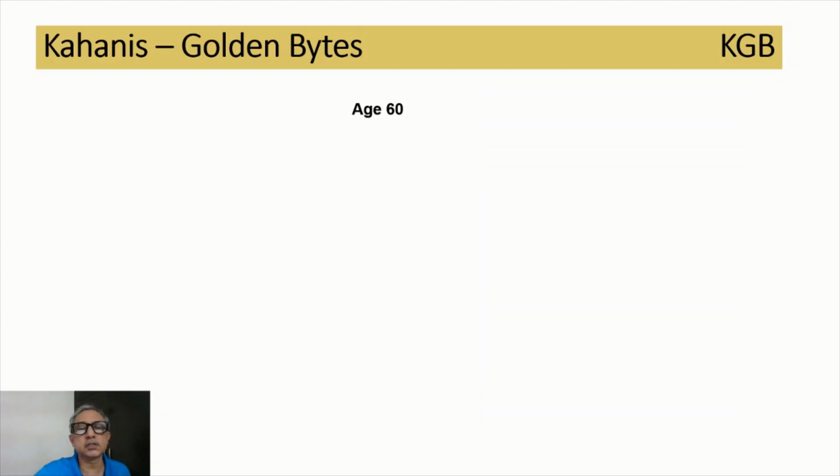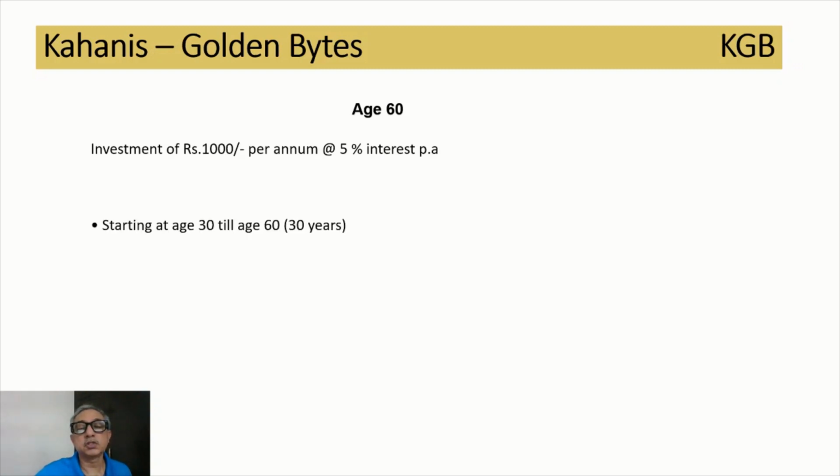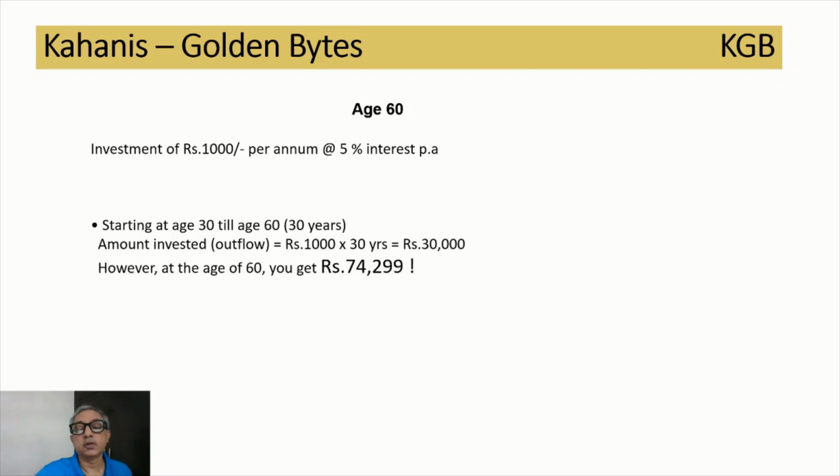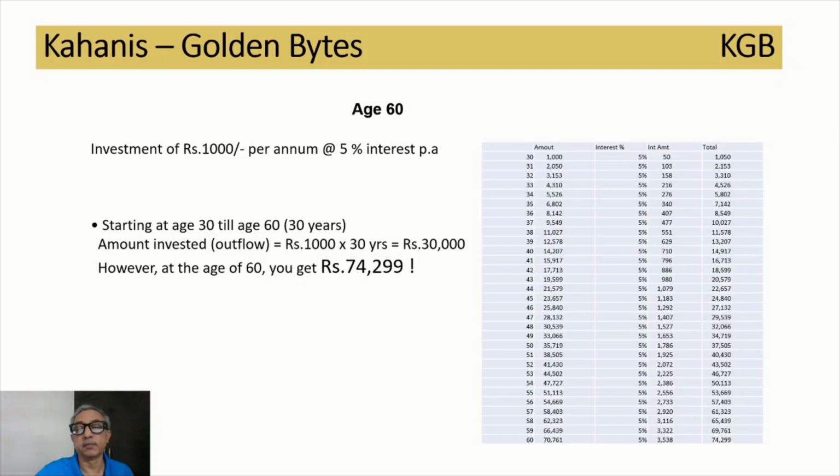Now let's take a similar example once again. Till the age of 60, 1,000 rupees, 5% per annum, but you start not at 20, but at the age of 30. So invest for 30 years, 30 into 1,000, 30,000 you've kept aside or invested. You get, when you're 60 years old, 74,299.